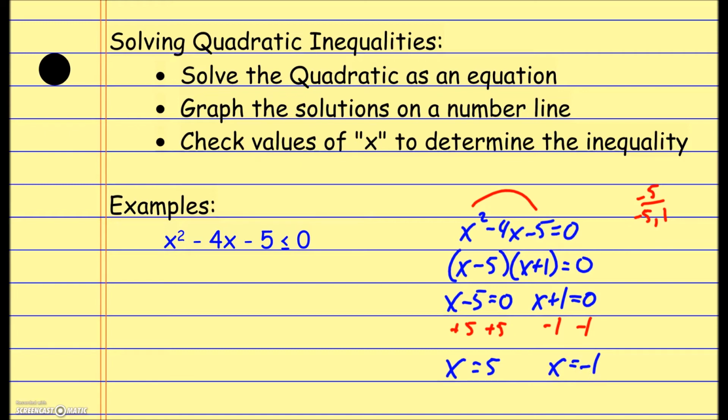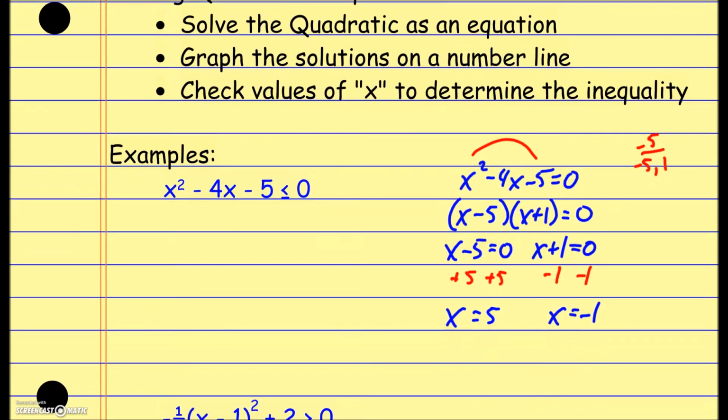And now from here, here's what I'm going to do. I'm going to take those two solutions. Those are like my x-intercepts, and I'm just going to plot them on a number line, just to see what this looks like. I've got the negative 1 down here somewhere, and the positive 5 up here somewhere. What this does is it breaks this into three separate pieces. I've got a piece here, a piece here, and a piece here. And all I have to do is test a value from each of those pieces.